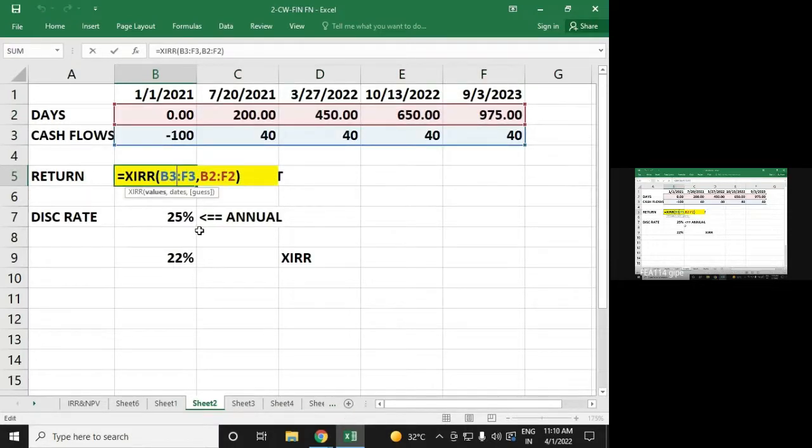Okay, so here's the formula. Now the benefit of XIRR is it always gives you annual return. Okay, so it makes things comparable. So when am I going to use XIRR? When I have non-annual data.